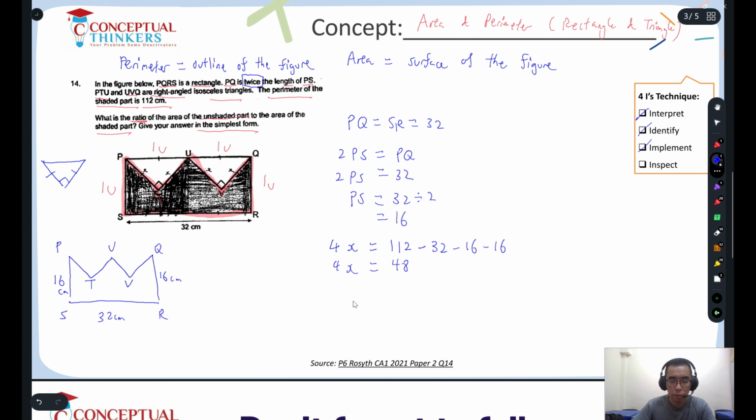Okay. Now I want to continue and find the value of one of them. So I'm going to take 48 divided by 4. So I'm going to get 12. Okay. This means that this is 12 and this is 12.